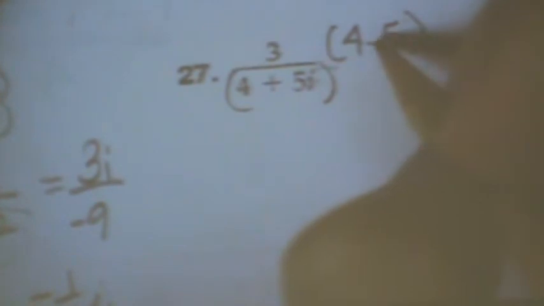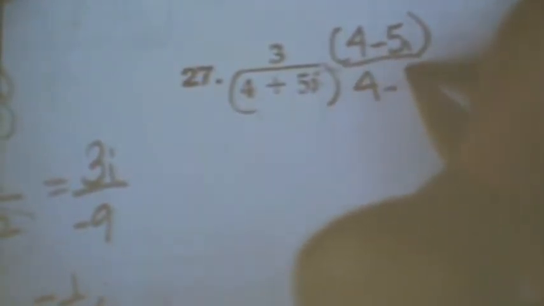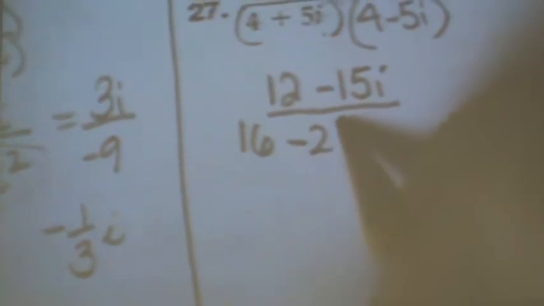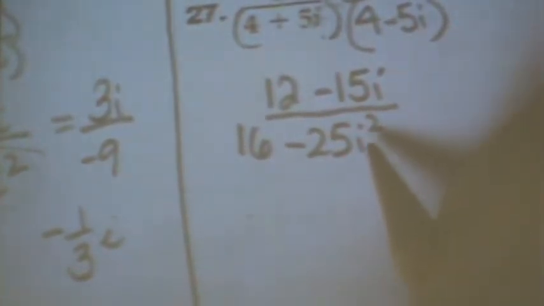Next one, the conjugate for 4 plus 5i is 4 minus 5i. Three times 4 is 12. 3 times negative 5i is negative 15i. All over 4 times 4 is 16. The next two cancel out. And then 5i times negative 5i is negative 25i squared, which is really plus 25. And 25 and 16 is 41.